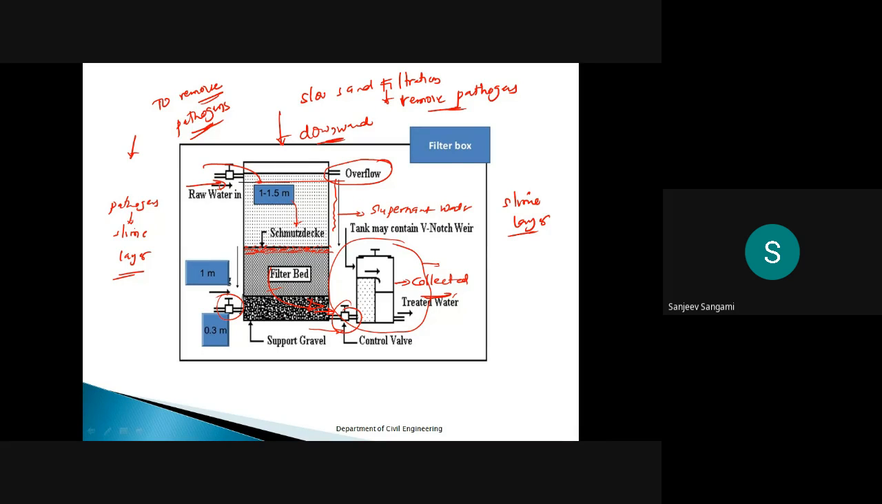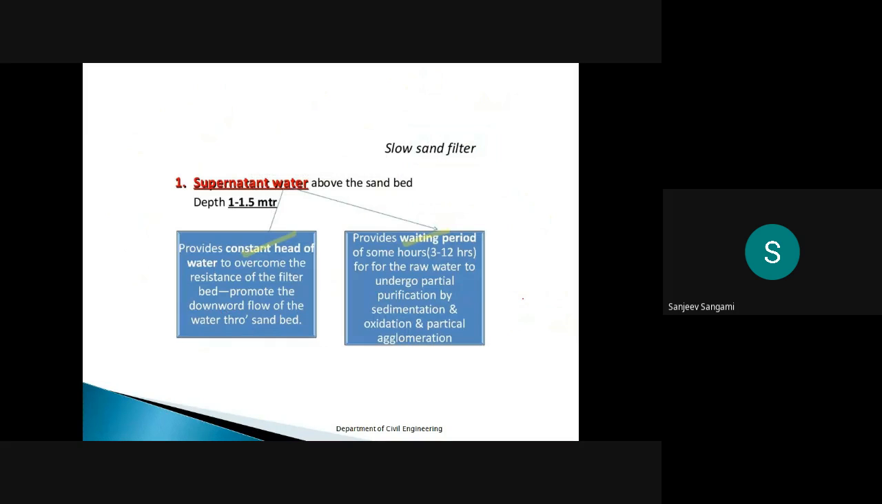I already said that this process is typically for removing pathogens. As it is a slow sand filtration process, it is typically designed for the removal of pathogens. Remember that.